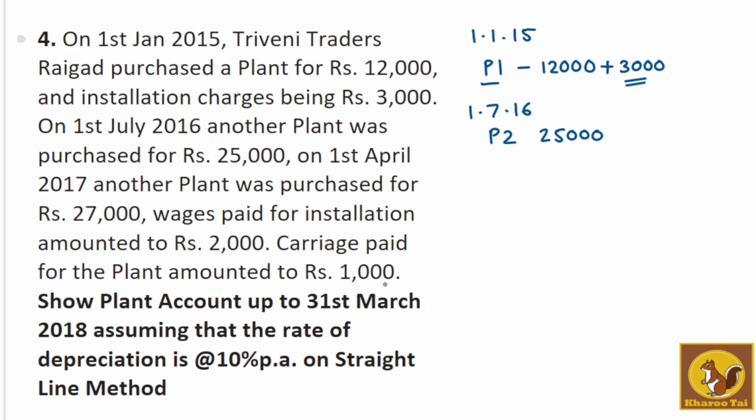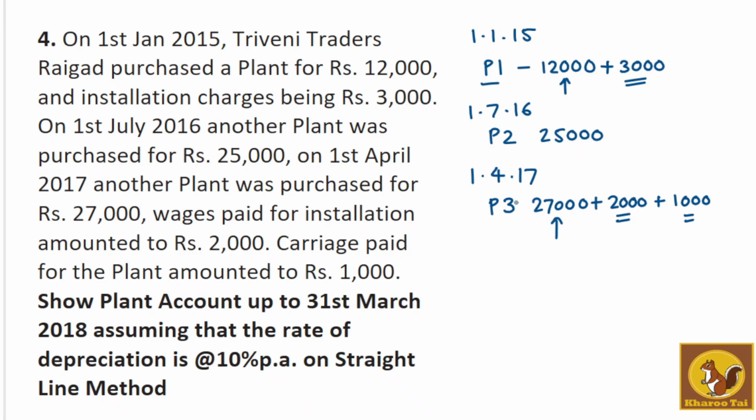So here we have two other incidental charges that we will add to the cost of the asset. The date is 1st April 17, plant 3, 27,000 plus 2,000 installation charges plus 1,000 carriage paid. So these expenses will be added to the cost of the asset. The 3,000 will be added in the cost of plant 1 machinery, and this 2,000 and 1,000 in the cost of plant 3.